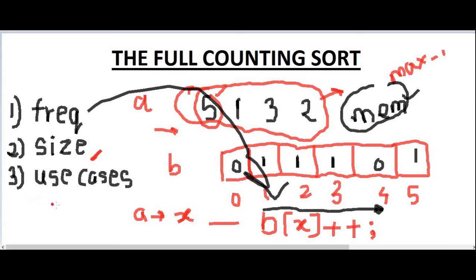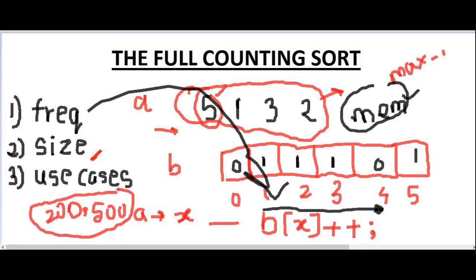The third is use cases. You can use counting sort whenever there is a definite range, for example when the question states that the number of elements in the array would not exceed, say, 200 or 500. Whenever you are given a definite number of array indexes, only in that case are you advised to use counting sort.